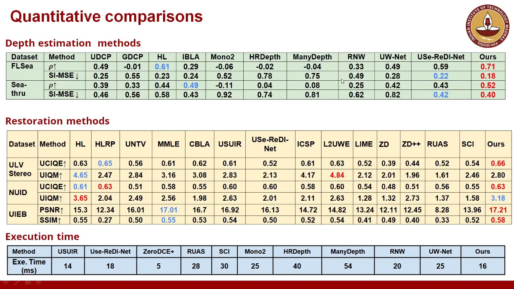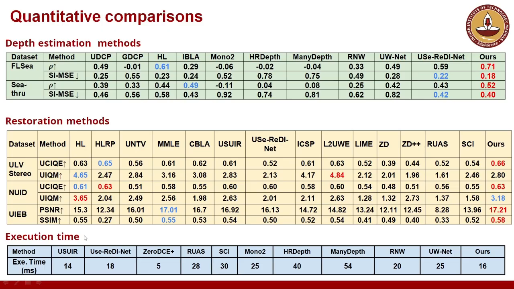And these are the quantitative comparisons. For depth estimation methods we have used RMSE and SIMSC as the metrics, and for restoration methods we have used 3 datasets. For images without ground truth we have used no-reference metrics UCIQE and UIQM, and for the UAB dataset there is ground truth, so we have used PSNR and SSIM. Here we can see for depth estimation our metrics are the best values, and for restoration methods we have the best values for ULB stereo UCIQE value, and these values are also higher.